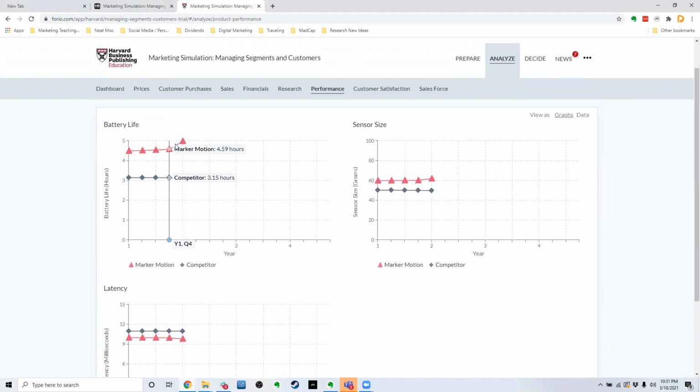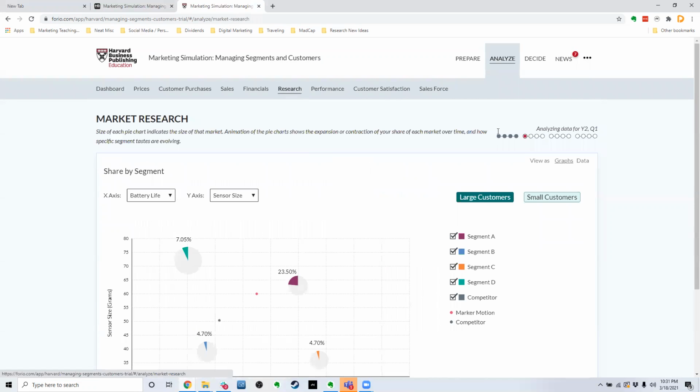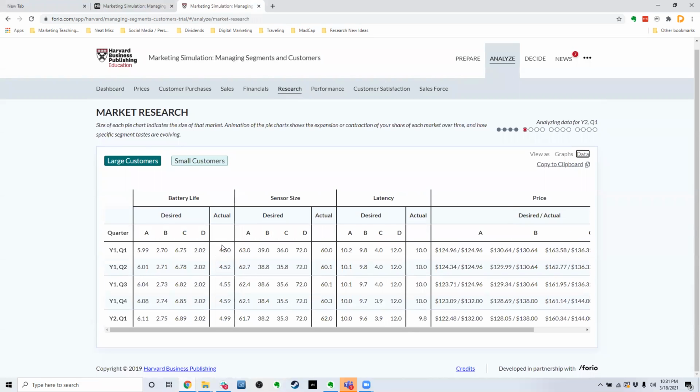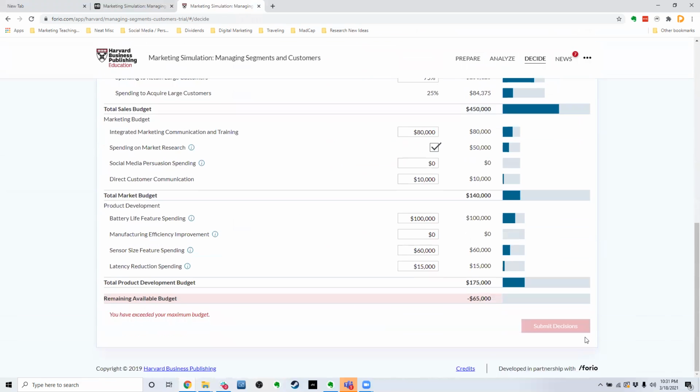So my battery life, killing it. And if we go into our research data, it looks like our actual is jumping up quite well and getting closer to A's desired range. So why did A buy from us? Probably because even though we raised prices in that first decision, we didn't raise them again, but we also got a little bit closer to what A is looking for in terms of battery life expectations. Okay, so let's not do anything and see what happens.